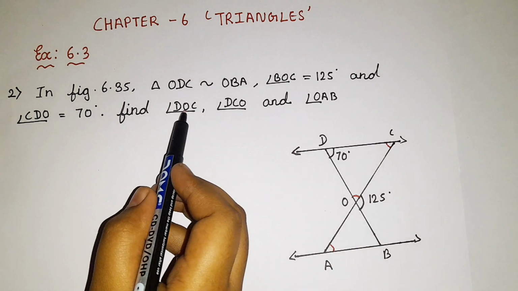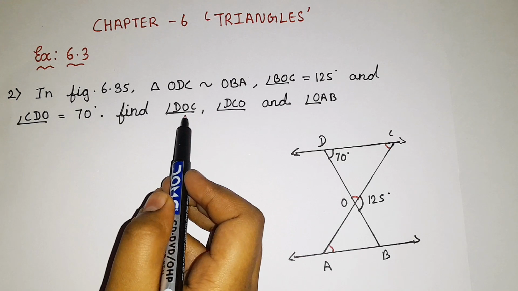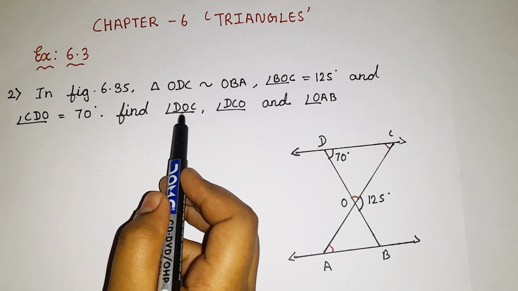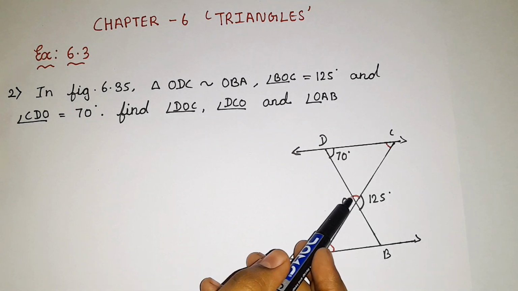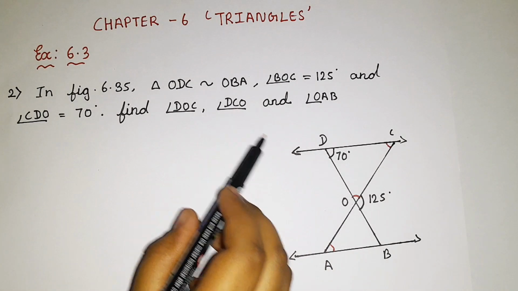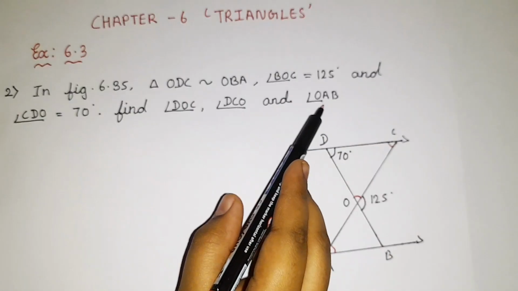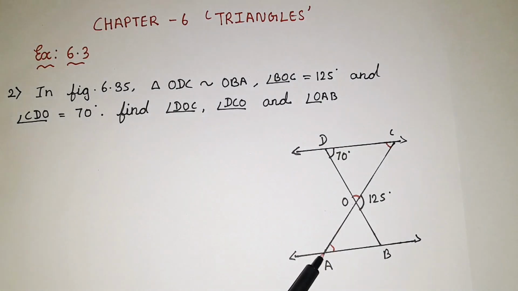So what are the middle values? Here it is DOC, so the middle value is O. That's why we are supposed to find the O value. Here the middle is C, so we are supposed to find C. And here it is A, and we are supposed to find the A value.